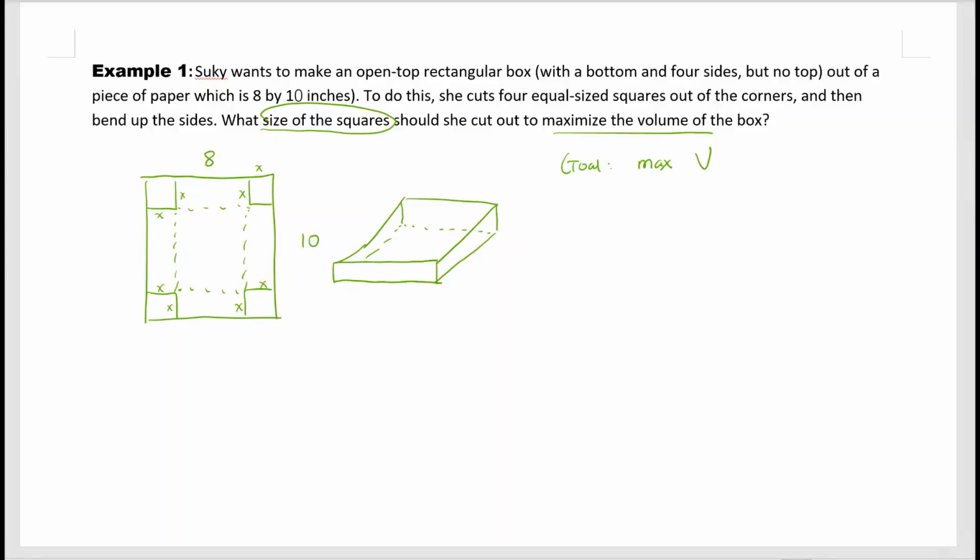So in our picture, this is x, and this is x. Then what is this guy? This guy is actually 8 minus 2x, right? How about this guy? The total is 10, and this is x, this is x. So what is this guy?